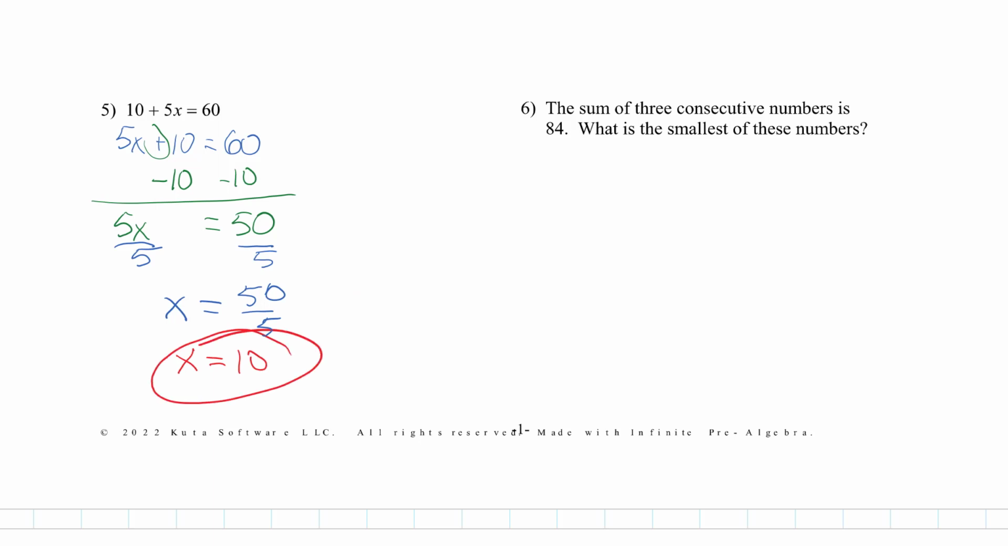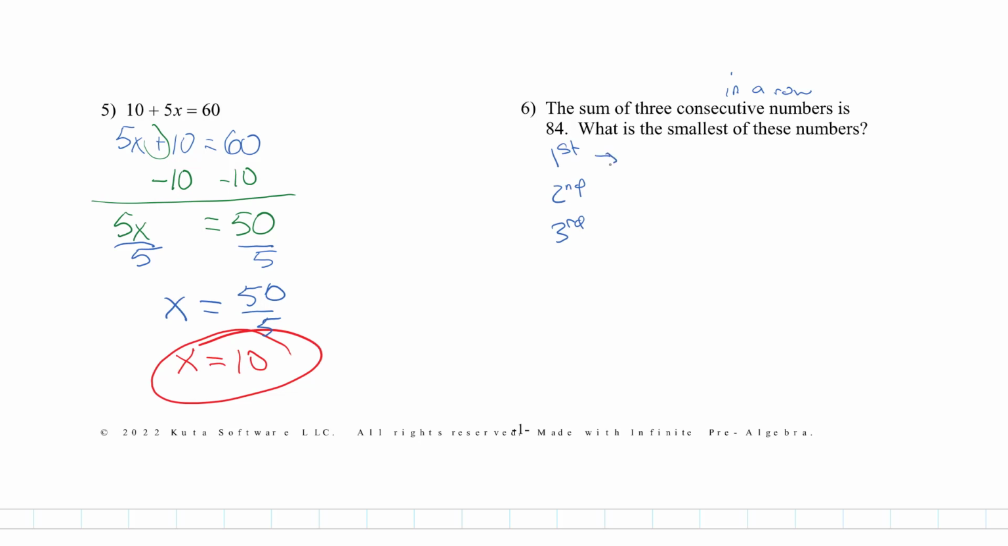All right, the first of the tricky ones. The sum of 3 consecutive numbers. This is like in a row. So I'm going to need a first number, a second number, and a third number. And these are going to each add up to be a total of 84.